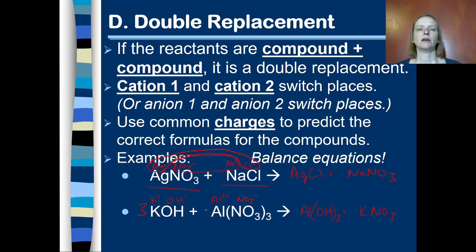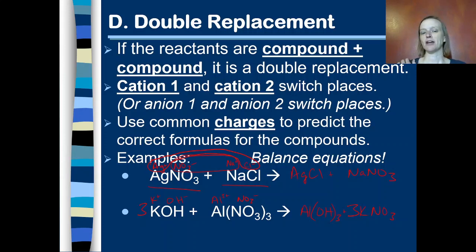And then that is balanced once I write a 3 over here, so I have 3 potassiums and 3 nitrates.